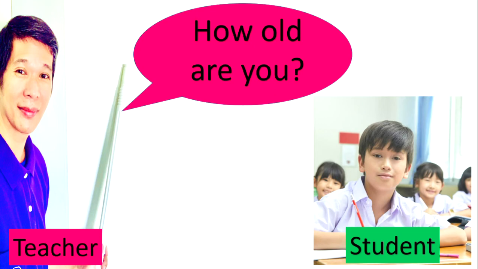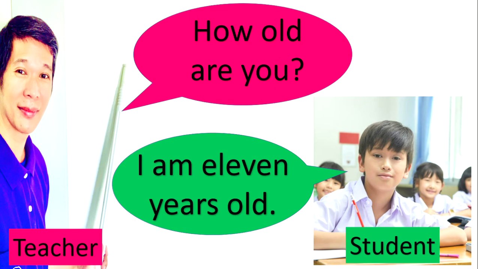Okay, let's take a look at the student's answer. The student answered, I am 11 years old. It means that the student's age is 11. So when I ask, how old are you? You can simply say, I am, and then say your age, years old. Okay, let's do it. How old are you?